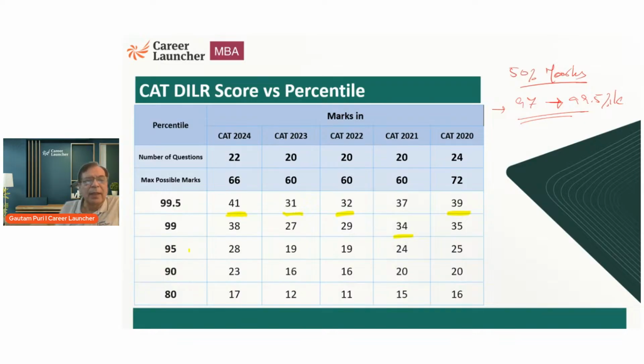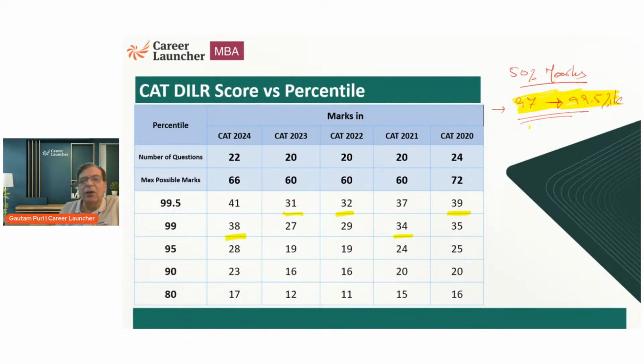And last year, which is CAT 24, 50% marks would be 33 marks. That would be something like a 97.5 percentile. So 33 marks would have been something around 97.5 percentile. Which is why I said, if you are getting this much score, you should be able to get comfortably a 97 to 99.5 percentile.